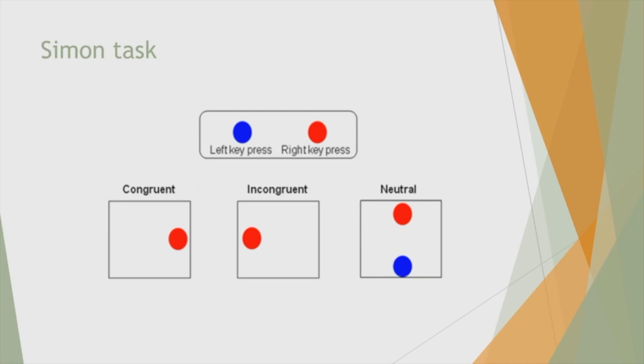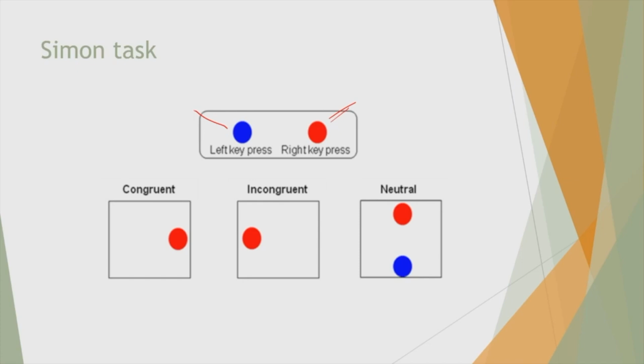The participants are told, if they see a red circle, it can be a square or anything, they have to press the right key. If they see a blue one, they have to press the left key. That is the only instruction given, nothing else is told. So, the right key is connected to red, and the left key is connected to blue.